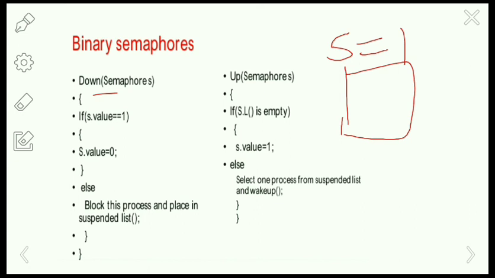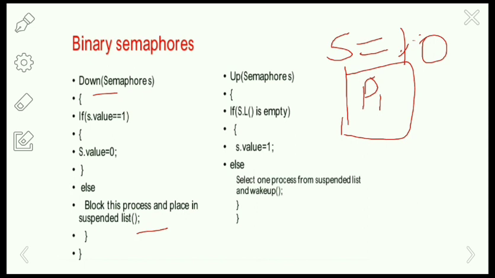Here the process P1 wants to enter the critical section. It will check the if block here. If semaphore value equals 1, and here the semaphore value is 1, right? So we are going to make it 0, and the process P1 will enter the critical section. Else, block this process and place it in the suspended queue. This is not needed, since the semaphore value is made 0 and process P1 will enter the critical section.